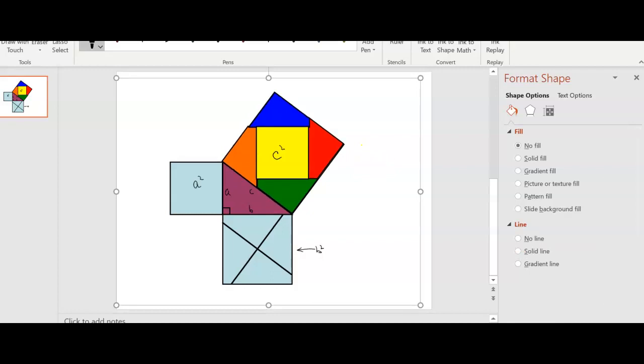You can see the A squared is that yellow in the middle. The B squared is that patchwork of colours around the outside. Together, they add up to C squared. That there is Pythagoras' theorem. A squared plus B squared equals C squared.